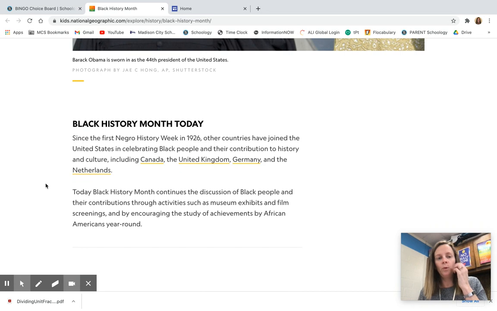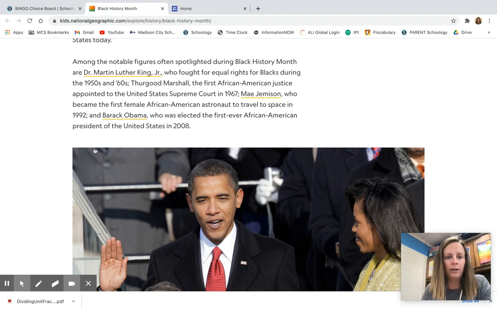Okay, one more paragraph. So I'm just going to make a note that many people are celebrated during Black History Month, including, so I just read about Thurgood Marshall. Let me make sure I'm spelling his name right, because names are very important. Yep, got it. Mae Jemison, got her, and Barack Obama. Okay.